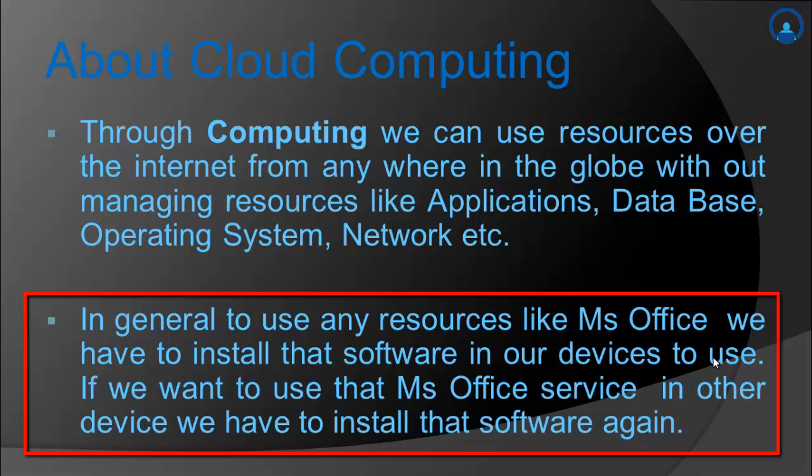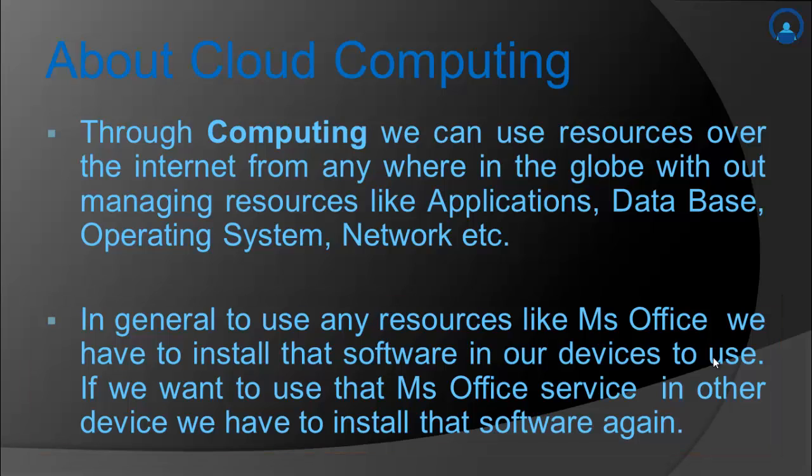In general, to use any resource like MS Office, we have to install that software on our device. If we want to use MS Office on another device, we have to install that software again. Instead of that, we access the resource from the service provider, and we don't need to install the software again and again for different machines. We don't need to buy the licensed software or install it. We can directly use that resource from the service provider as per our demand.